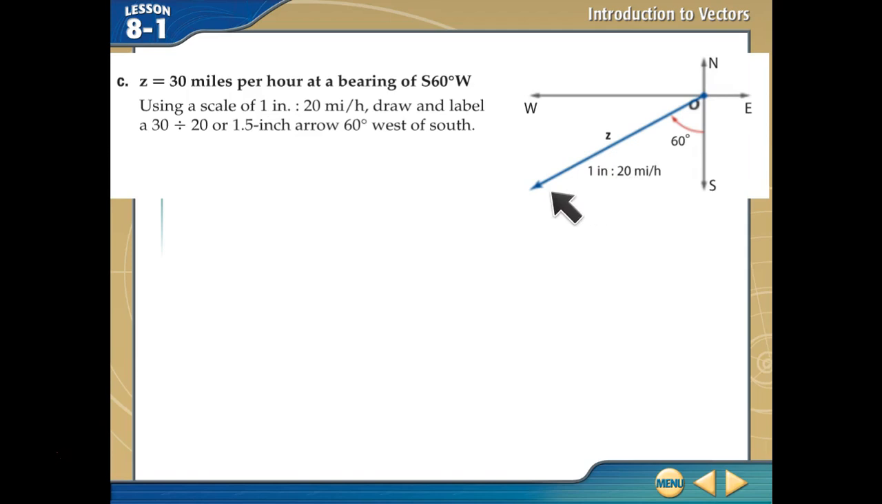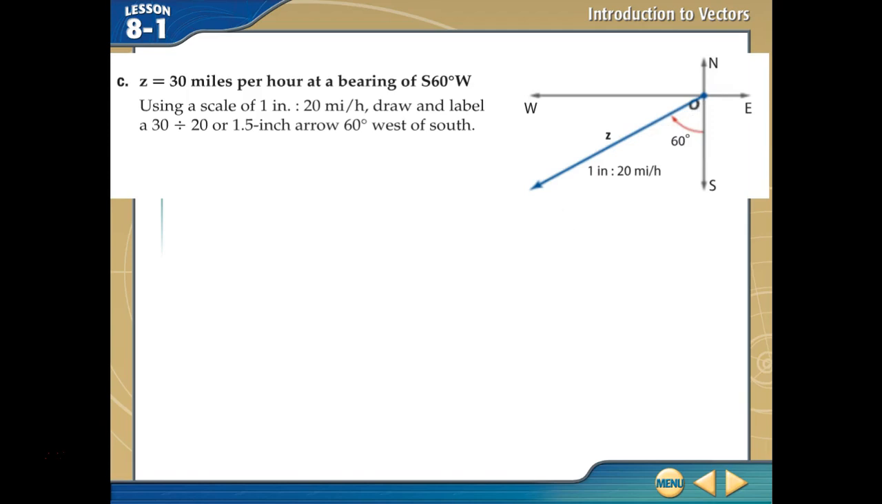Now, you see they've scaled it, right? So this would be actually drawn to scale, where I'd have 20 miles per hour is 1 inch. So if I was to take 30 and figure out how many inch measurements that is, well, 30 divided by 20 is 1.5 inches. And so this to scale would be 1.5 inches.